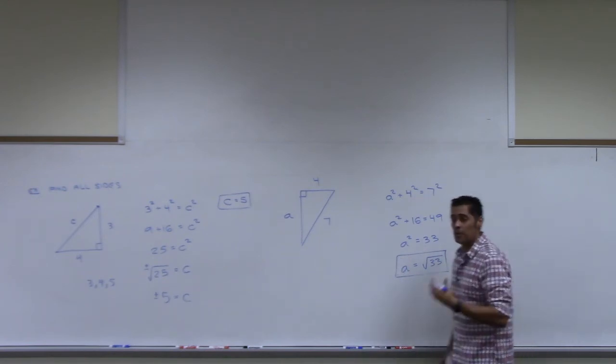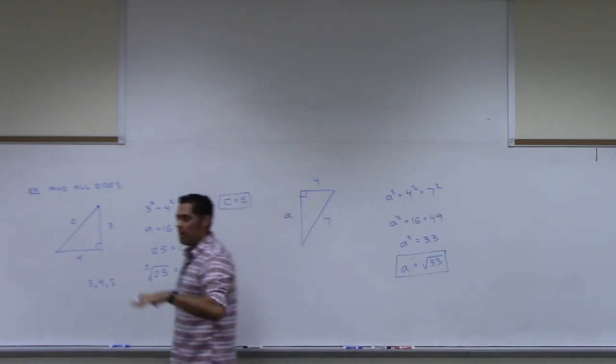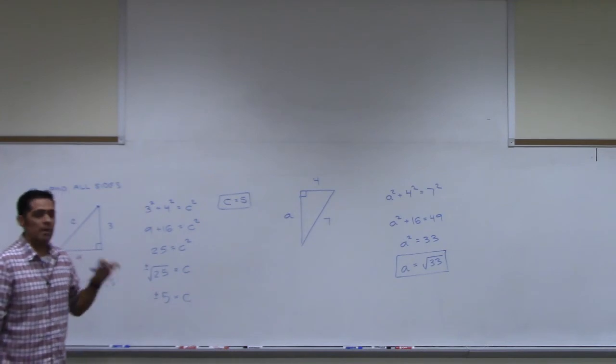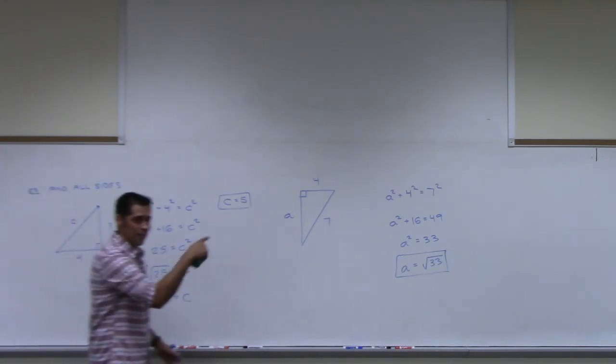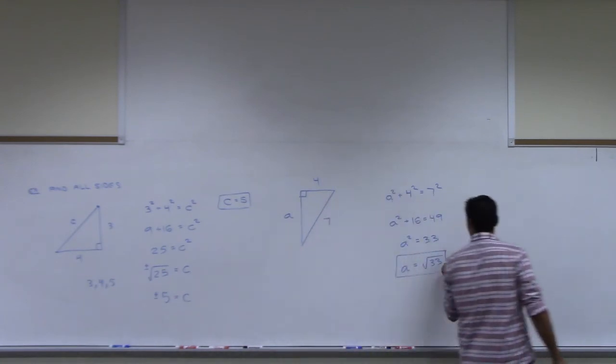Now I said it would give you a decimal, right? We're not going to write down the decimal unless we are asked to write down the decimal. We're going to leave everything in what's called exact form. This is called the exact form.